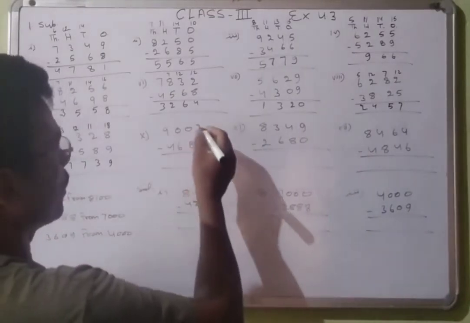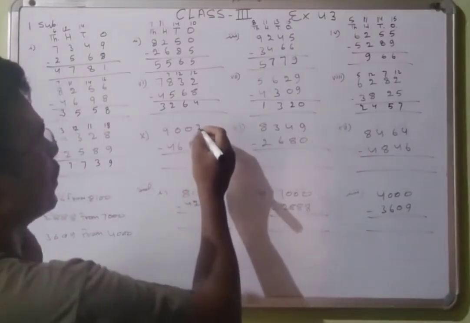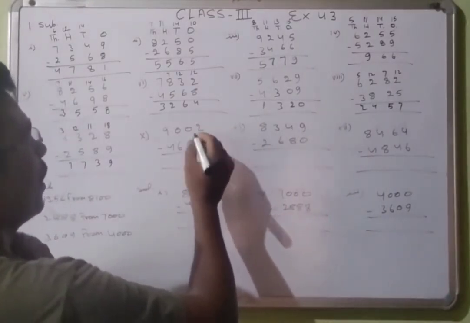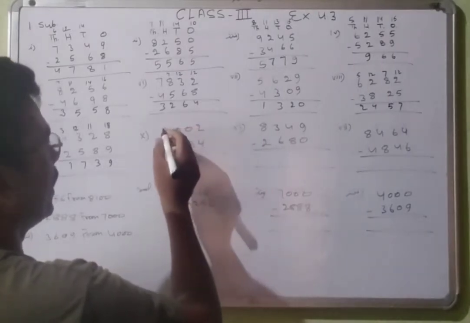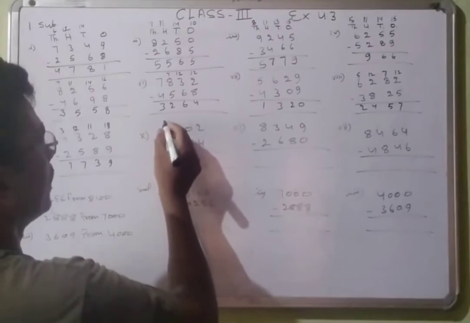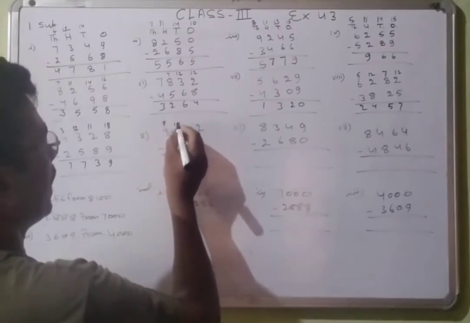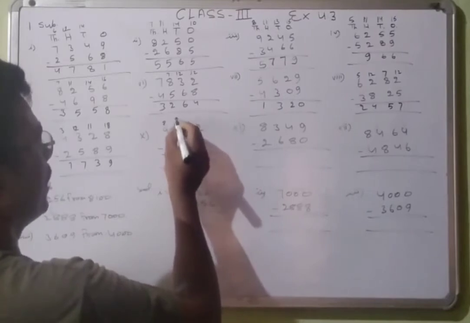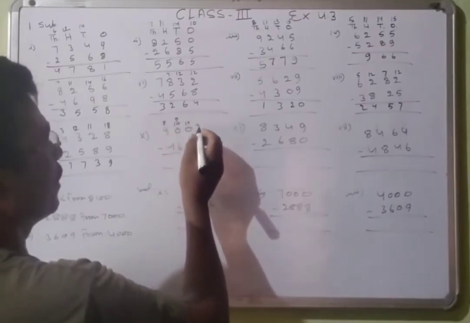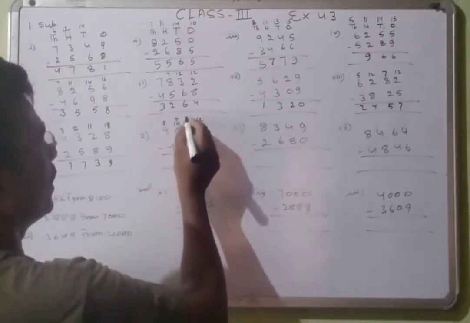Now this one also. 2 less 4 is not possible. Or 0 also can't give the carry. So 8 will give the carry. This will be 8. This will be 10. Or this 10 will give the carry of this one. This will be 10. Or this will be 9. Or this 10 will give the carry of this one. So this will be 12 or this will be 9.